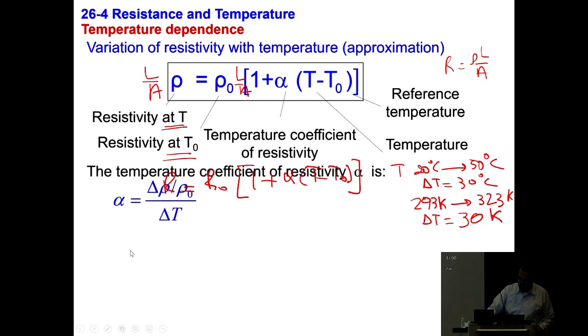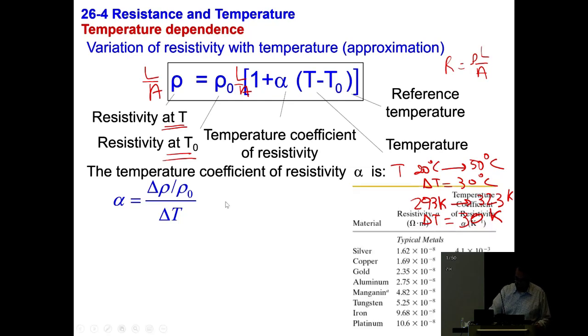Okay, so the next equation. This is the temperature coefficient. It's equal to the change of resistivity divided by the initial resistivity, divided by delta T. Usually alpha is given in a table like this. So for example, you can see different materials have different resistivity and different temperature coefficient. So these two parameters are properties of the material. Copper, for example, has a very low resistivity and has a temperature coefficient of 4.3 times 10 to the minus 3.